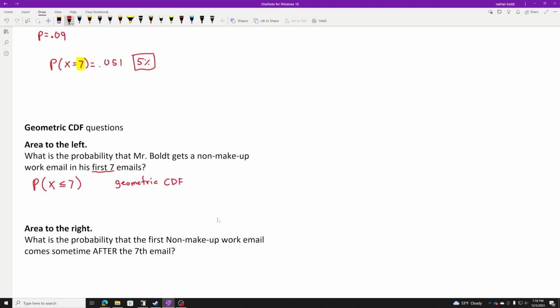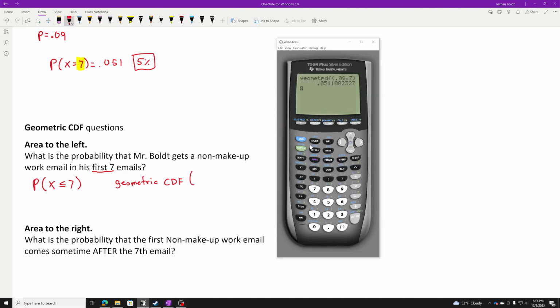There's no real picture to draw here like we have with the normal. So if you were going to do this on a free response question, you would have to write out geometric CDF. And then you'd have to tell them what you were typing in. So second distribution, geometric CDF. We'd have to tell them what p-value we were using, 0.09. Our x value in this case is 7. And this will give us the area to the left, so 48%.